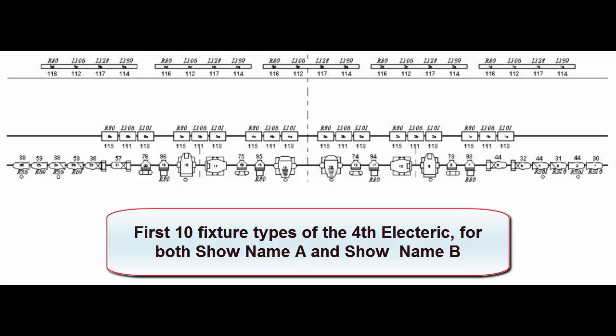In Act 1, we entered into the DMX chart the first 10 fixture types on the 4th electric for two show names running in rep, show name A and show name B. This is Act 2, how the DMX chart manipulates that data.